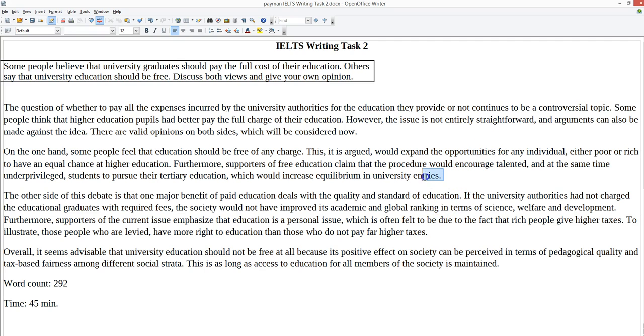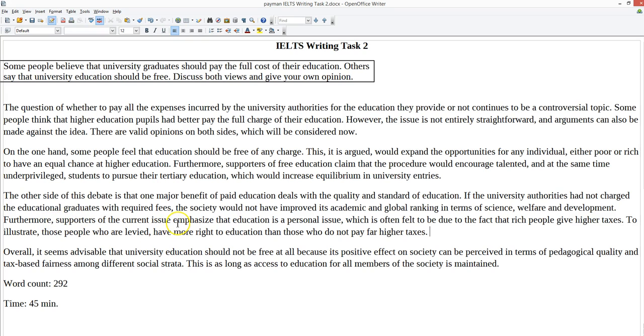Because what you've said here is that if universities don't charge, more people will go. So surely that would be of a benefit to a society. More highly educated people coming out of university, which, so here it says if they didn't charge, it would not have improved its global ranking, the society. So it doesn't necessarily follow.